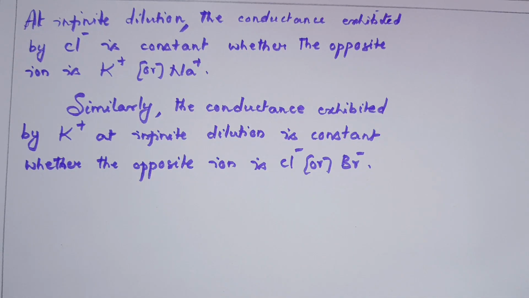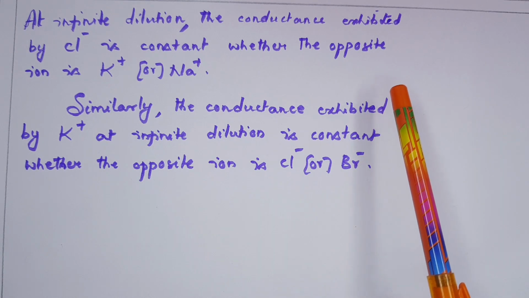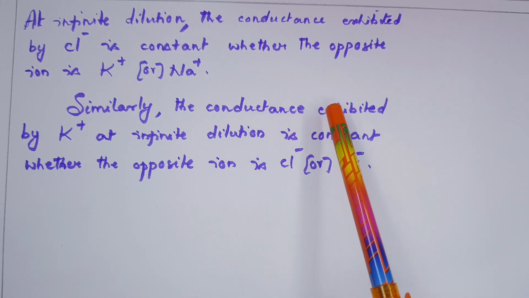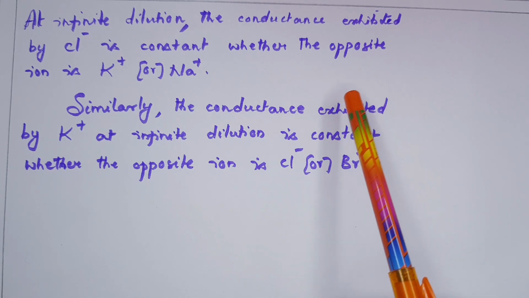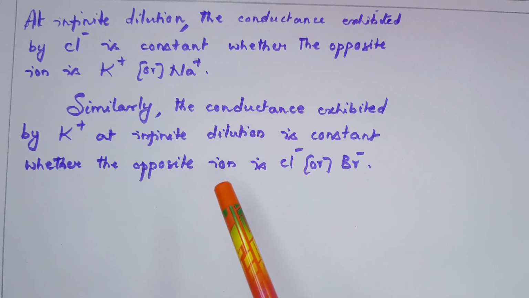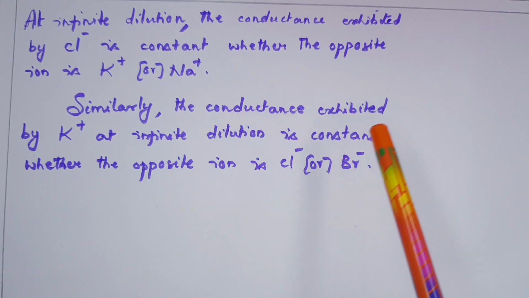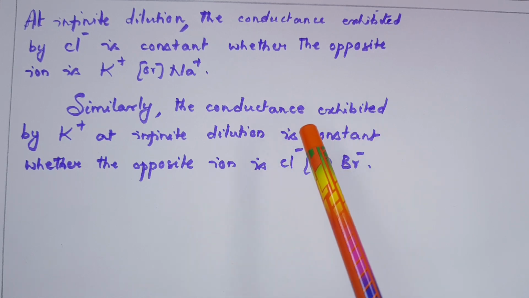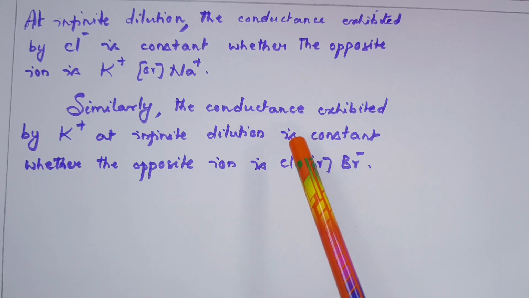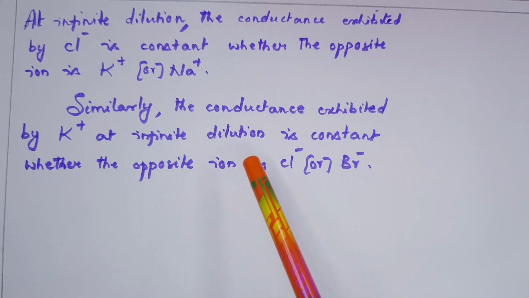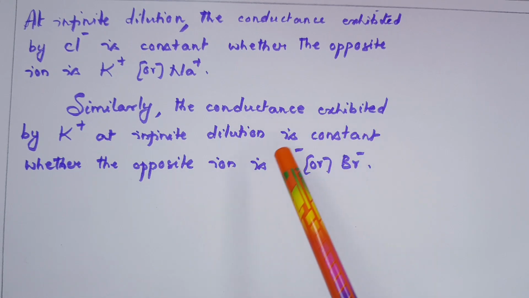So how do we conclude, students? At infinite dilution, the equivalent conductance exhibited by Cl minus will be constant, whether the opposite ion, or the counter ion, is K plus or Na plus. Okay, so it's not that K plus gives one value of equivalent conductance and Na plus gives another value. No, it's not like that. It will be constant whether the opposite ion is K plus or Na plus, because it is depending only on its nature and not on the counter ion.